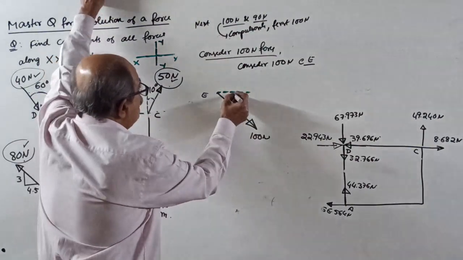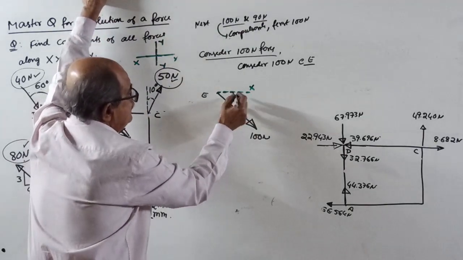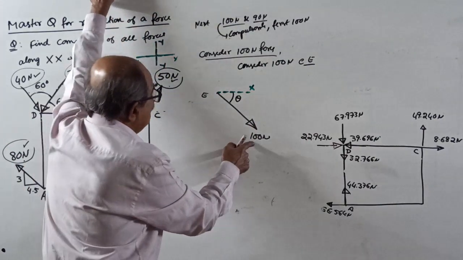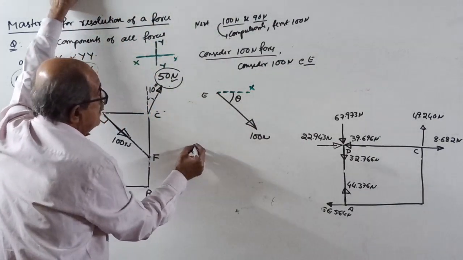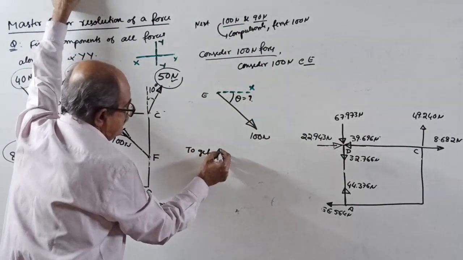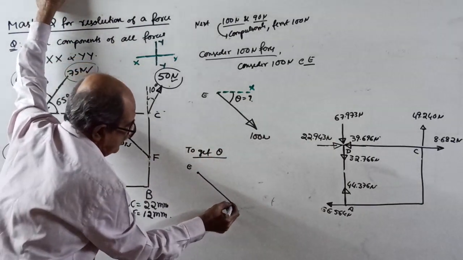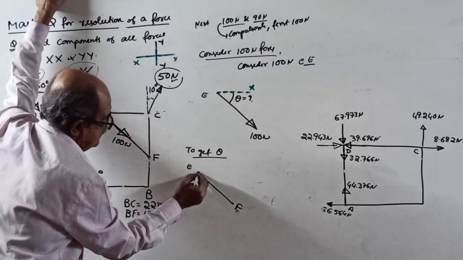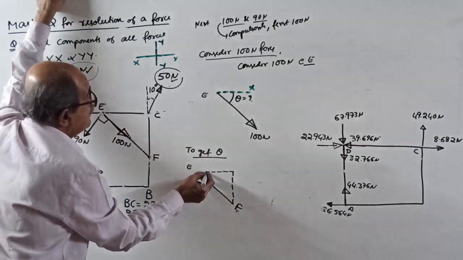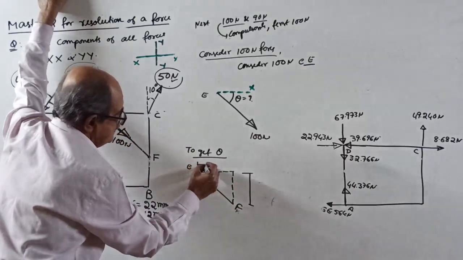Okay, now we want this angle with the XX. Once again, let it be theta. This is not that theta gone. This is a new theta, theta for this one. Okay, theta. How to get theta? See now, this theta is to be calculated. To get theta, see here, E point is here, F point is here. Now this is our theta. So you require this length and this length.